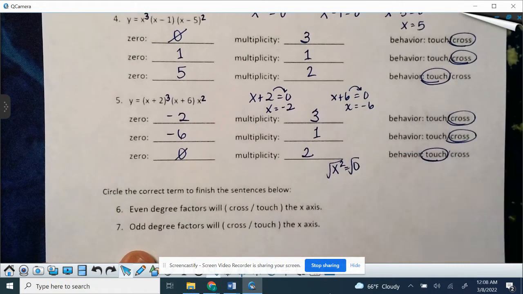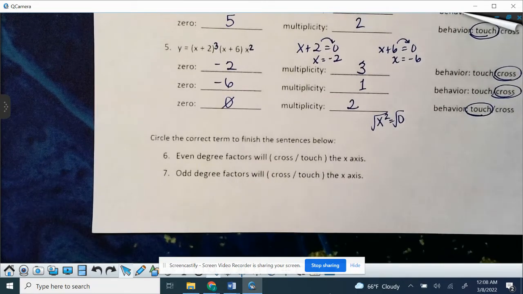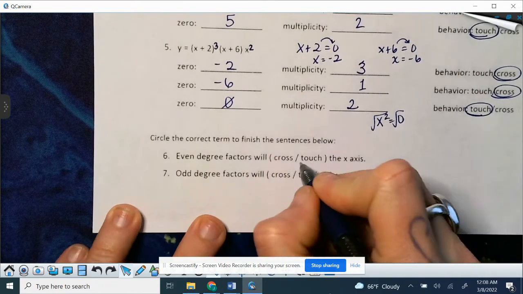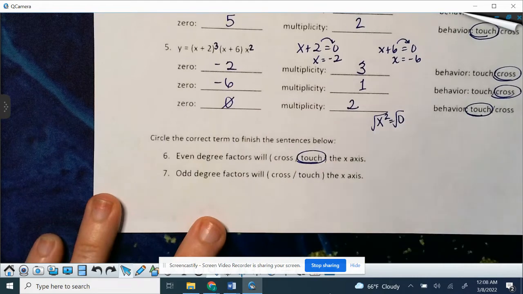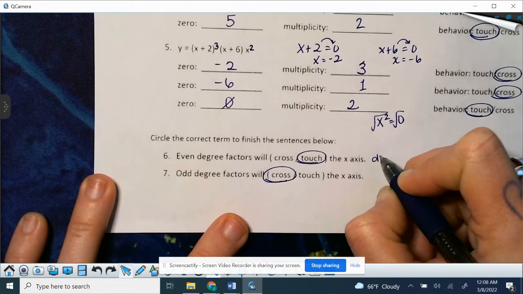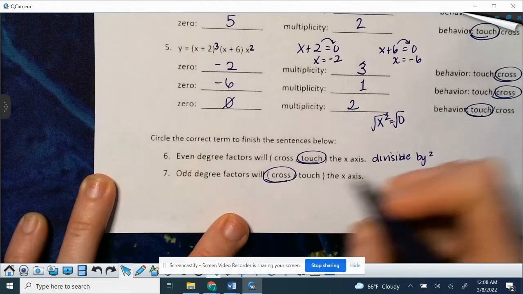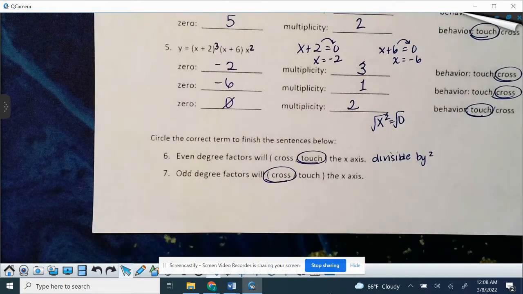touch and bounce. So to wrap up from this point, an even multiplicity will always touch and bounce. An odd multiplicity, so that's 1, 3, 5, will always cross. And again, even means divisible by 2, and odd means it is not divisible by 2. So it's not going to be 2, 4, 6, 8, 10. That is even. Even Steven.